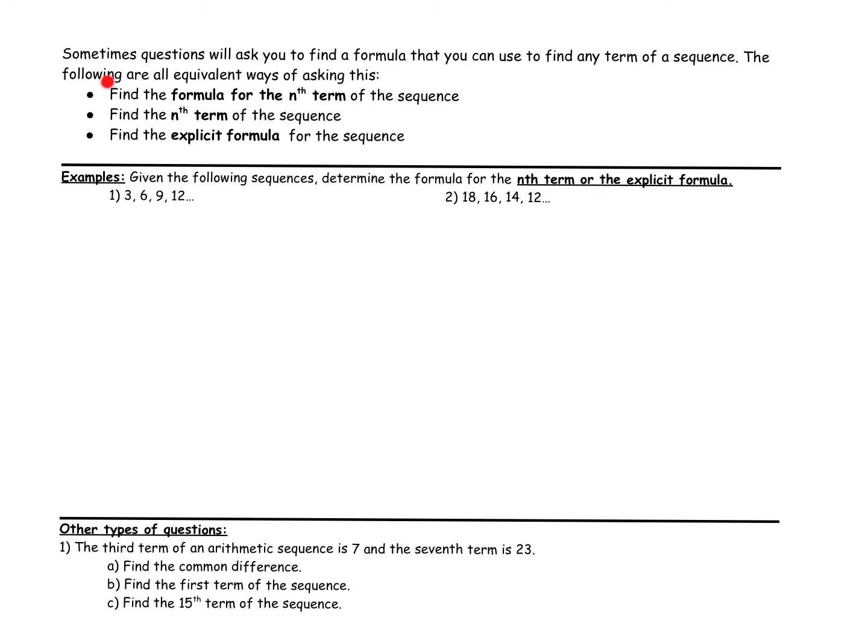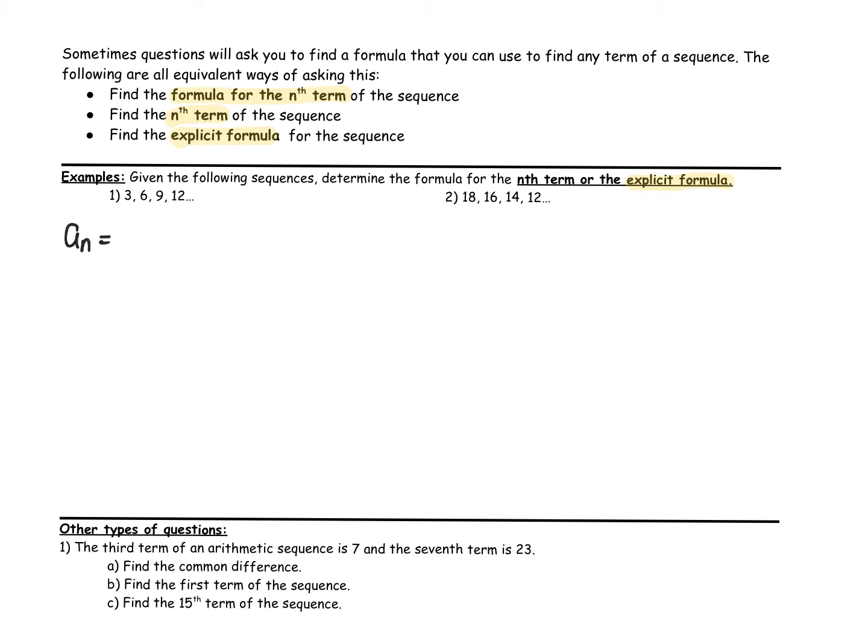So sometimes the questions will ask you to find a formula that you can use to find any term of a sequence. The following are all equivalent ways of asking this. They could ask, find the formula for the nth term, find the nth term of the sequence, and find the explicit formula. Hopefully they use explicit formula the most. That's the one I've seen, but be aware that they could be all three.